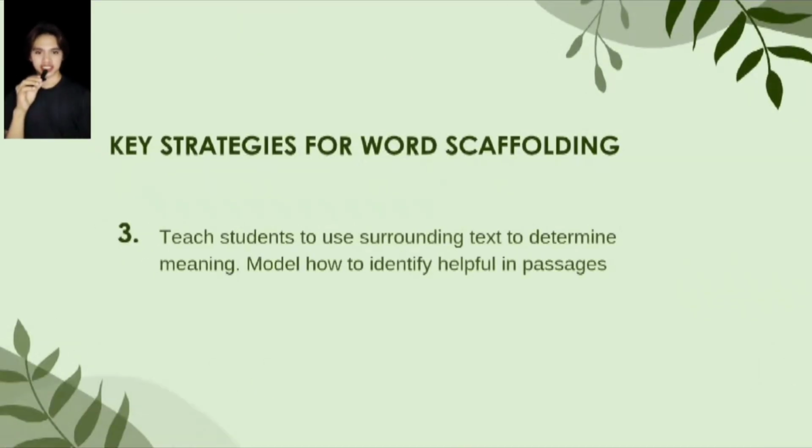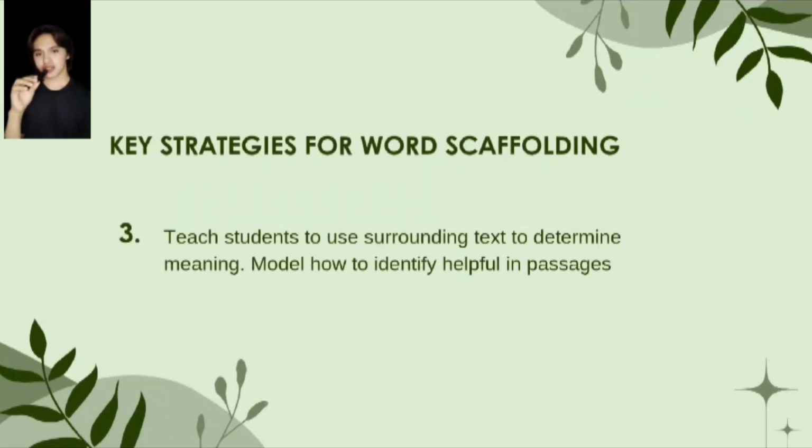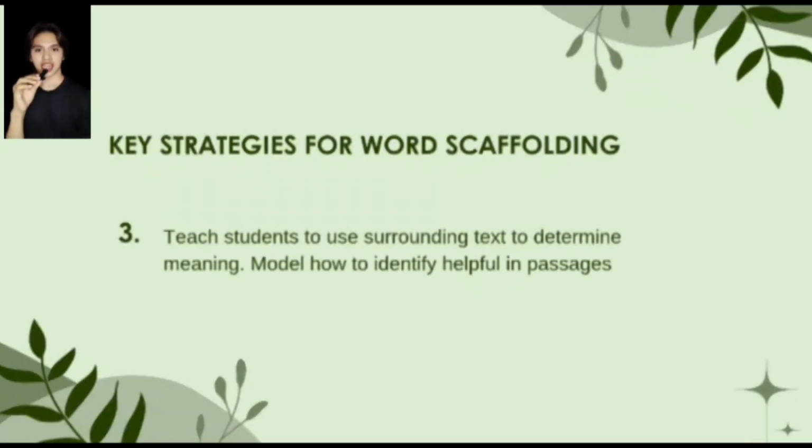The third strategy is teaching students to use surrounding words to determine meaning. Instead of giving definitions immediately, teachers encourage students to become word detectives. For example, the desert is arid. It receives very little rainfall. So students can infer that arid means dry because of the second sentence. This develops critical thinking while reading.